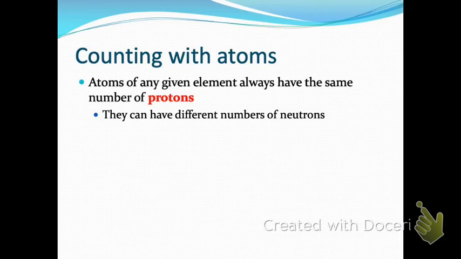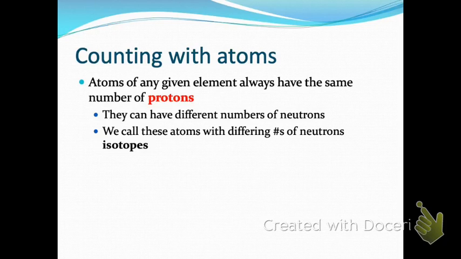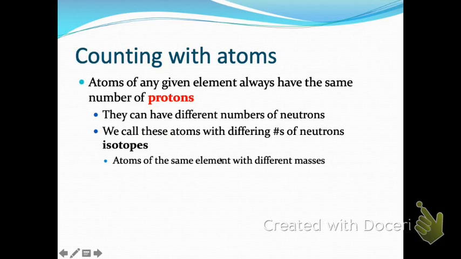That's it. When we have atoms with different numbers of neutrons, these are called isotopes. Here's our definition: atoms of the same element with different masses or different numbers of neutrons. Isotopes are different versions of the same element that have different numbers of neutrons, which means they have different masses.